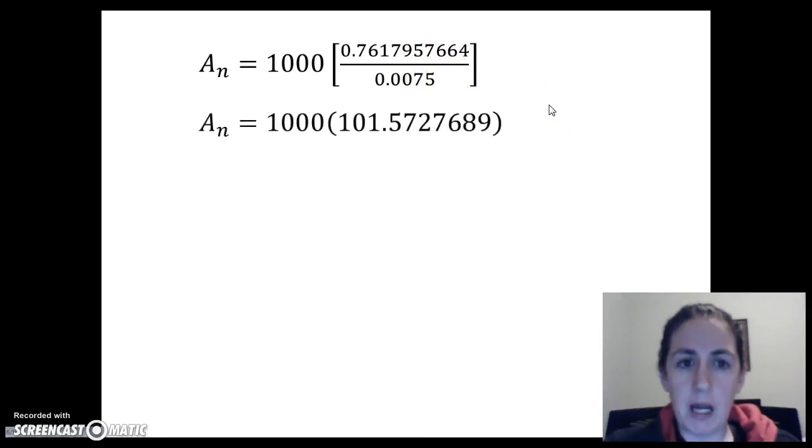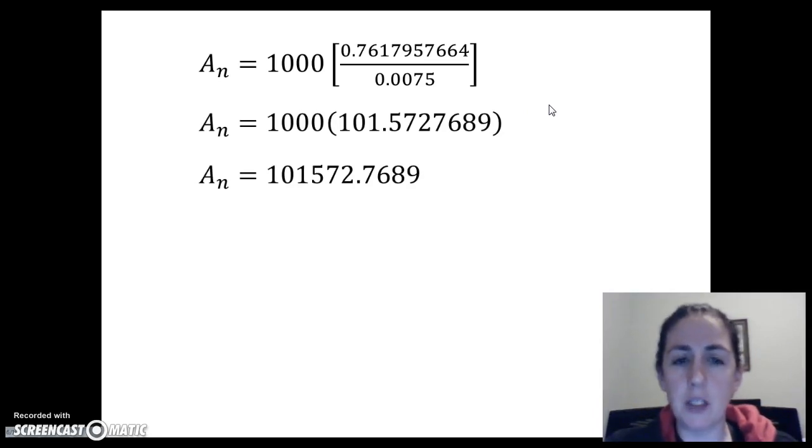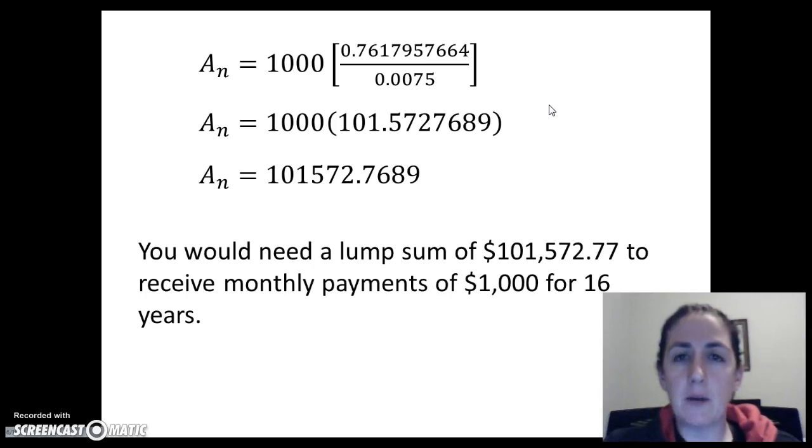Divide that by 0.0075. And now we can multiply that 1,000 in. And we get 101,572.7689. So that's the amount of money, that is the lump sum that we need to invest today so that at the end of each month for the next 16 years we can withdraw $1,000.